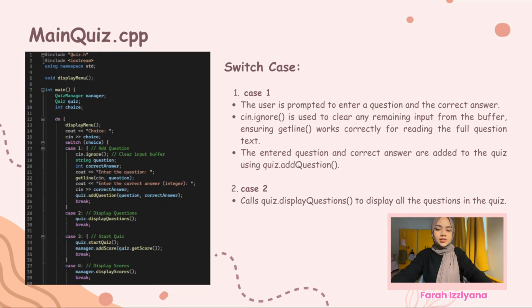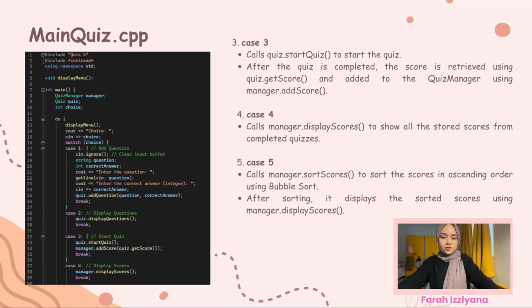Now for the switch case, case 1, the user is prompted to enter a question and the correct answer. Cin ignore is used to clear any remaining input from the buffer, ensuring getline works correctly for reading the full question text. The entered question and correct answer are added to the quiz using quiz add question. Case 2 calls quiz display questions to display all the questions in the quiz. Case 3 calls quiz start quiz to start the quiz.